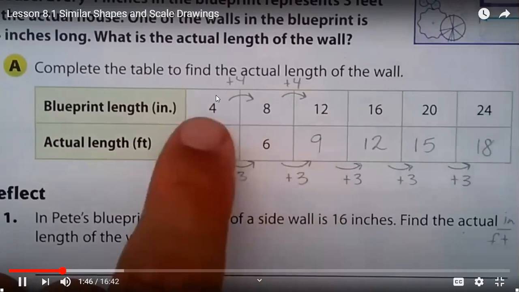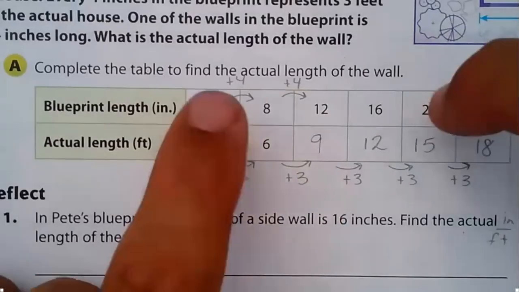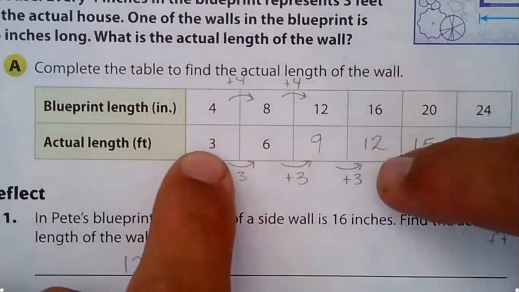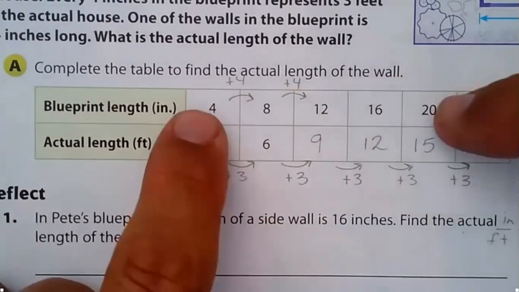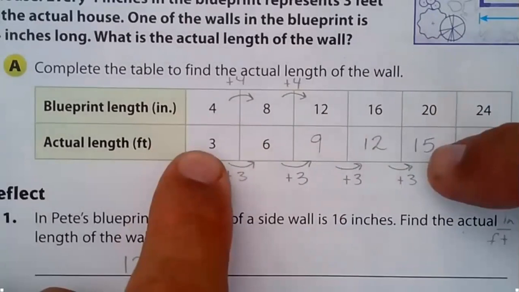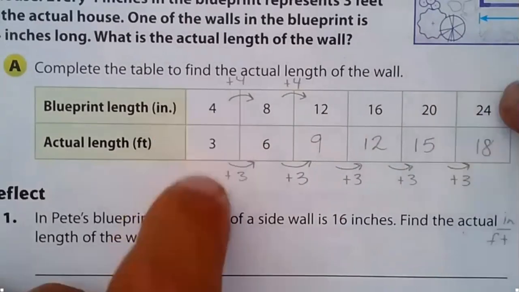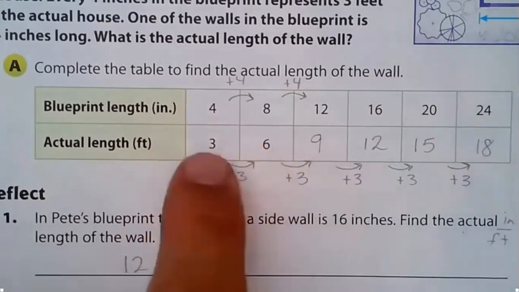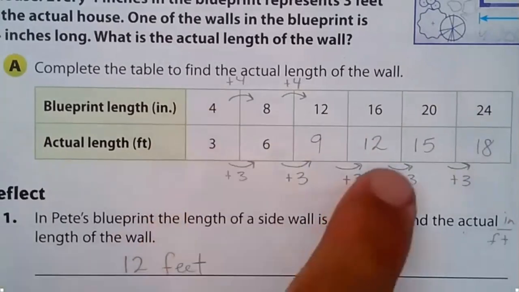If I quadruple, if I multiply this by 4, I get 16. If I multiply 3 by 4, I get 12. If I multiply by 5, I get 20, and 3 by 5, I get 15. And by 6, I get 24, and 3 by 6, I get 18. All the while, each time you add 4, you have to add 3.